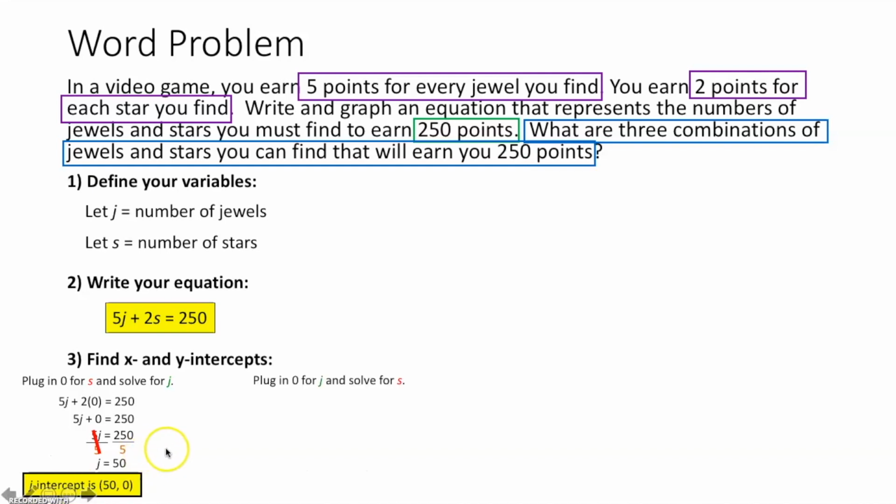To find the Y-intercept or S-intercept, we're going to plug in 0 for J and solve for S. So what is 5 times 0? That's 0. What's 0 plus 2S? That's just 2S. And then how do I get S by itself? I divide both sides by 2, and that gives me S is equal to 125, which means on my Y-axis or my S-axis, I'm going to put a point at 0, 125.